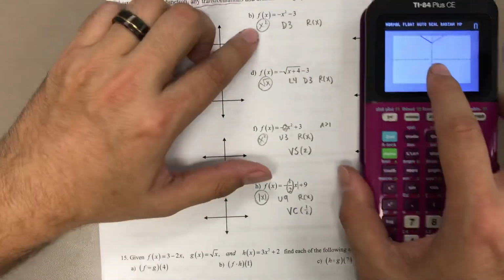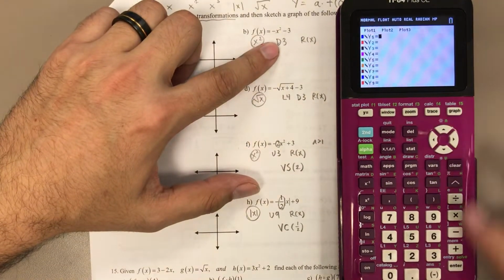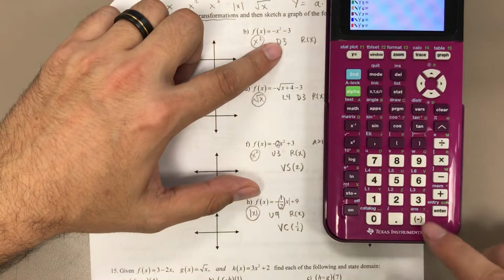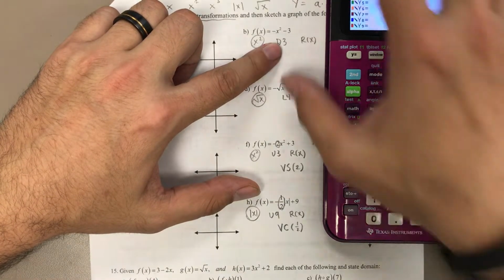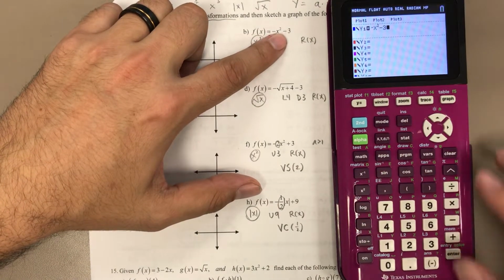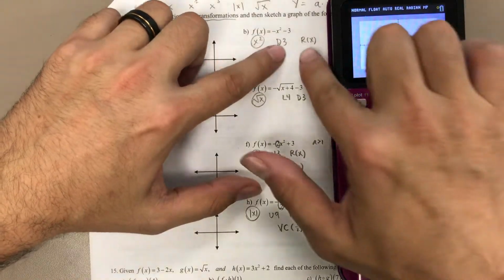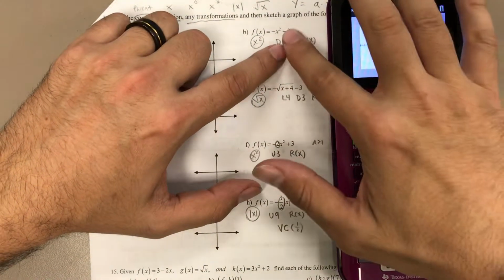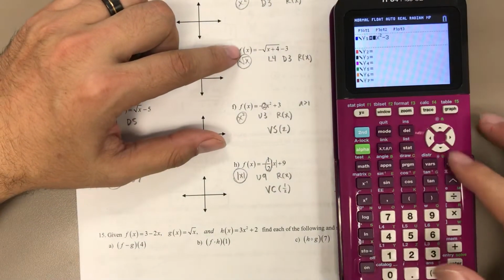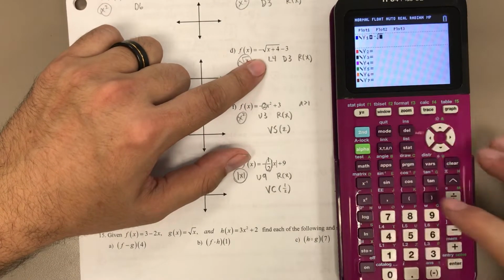All right, and then do the other ones. So negative x squared, so negative, and then x to the second power. Make sure you press the negative button down here, not the minus symbol, negative for negative variables. And then squared minus 3, graph. And there's our graph. It's been reflected over the x-axis, so facing downwards, and then shifted down 3, just like what our transformations predicted.